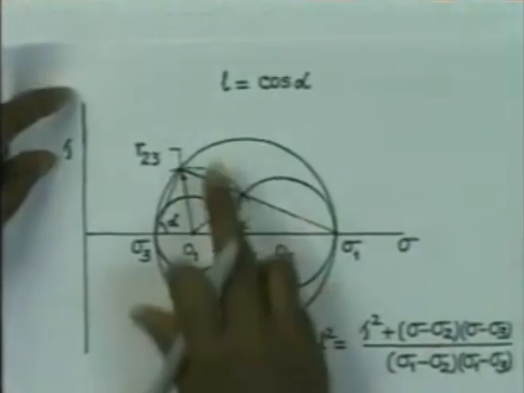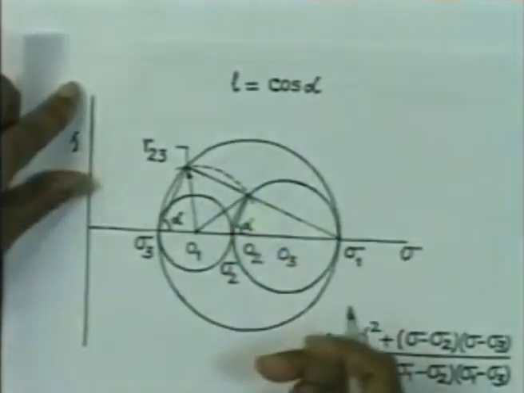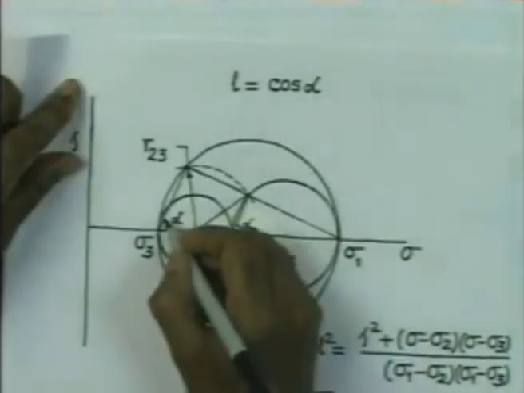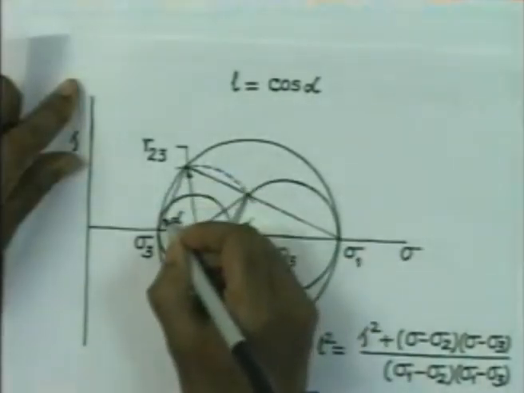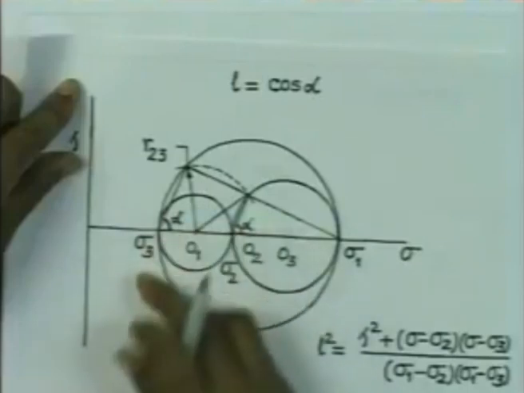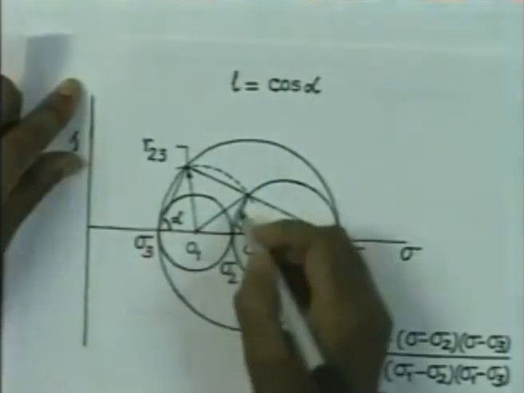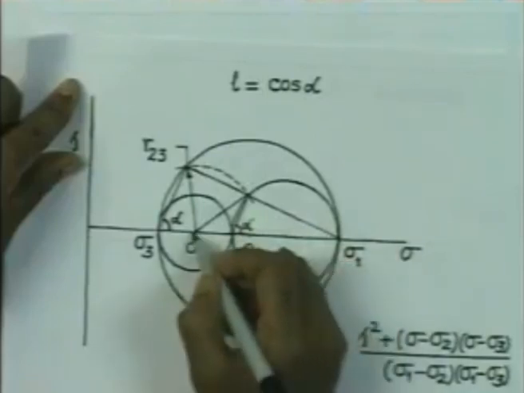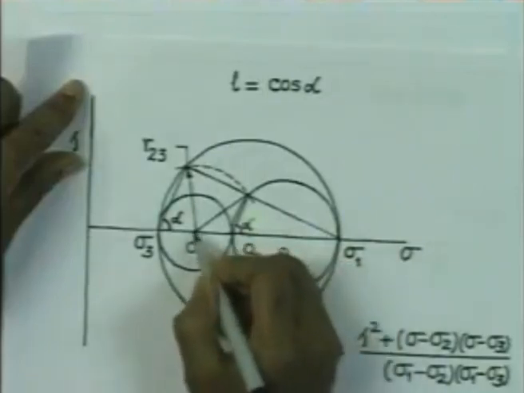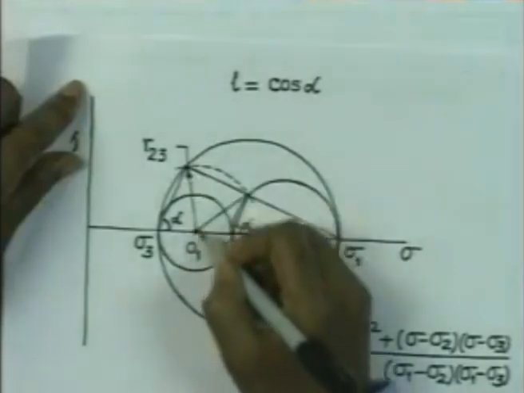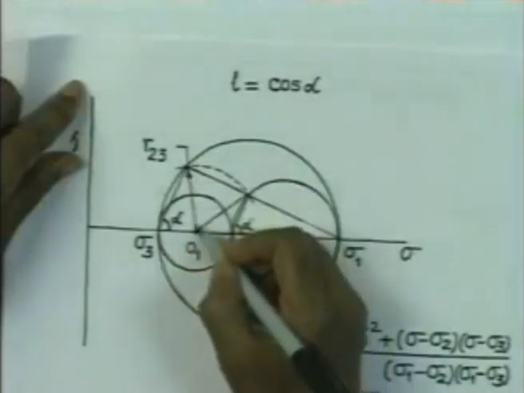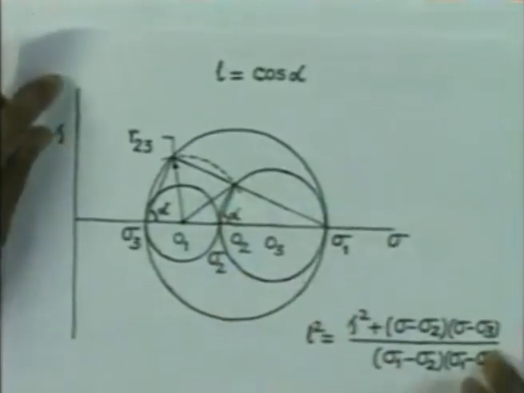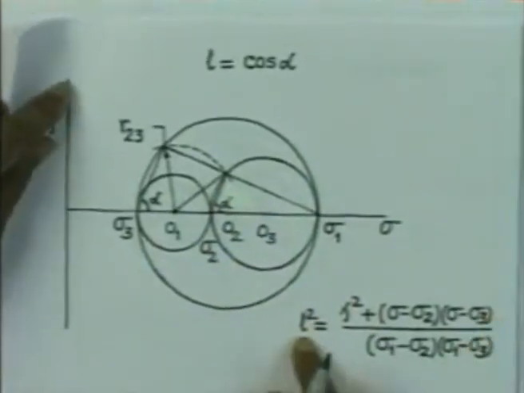So, if we take L as cos alpha, then your construction would be like this. This is the circle. What you do is draw a line here with this as the angle alpha, then this straight line is also going to make an angle alpha, and with O1 as the center, if you draw the circular arc of this radius, that will give the combination of stresses which will satisfy this relationship.